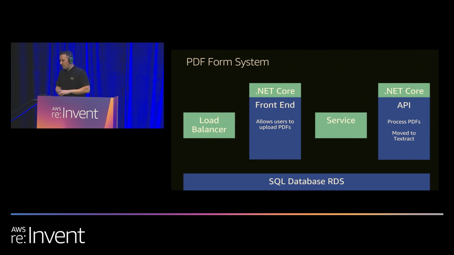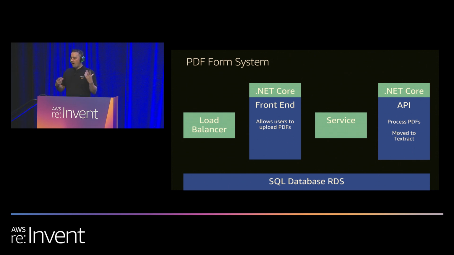The cool thing is this company realized that they could move away from using their pre-built container and start using a service called Textract, which allows them to do OCR on PDF forms. And they were able to create an API in .NET Core. Now they've got basically all their containers as .NET Core running on Linux, and they still have a load balancer and a service. But now, because it's all running on .NET Core, we can start doing some interesting things.